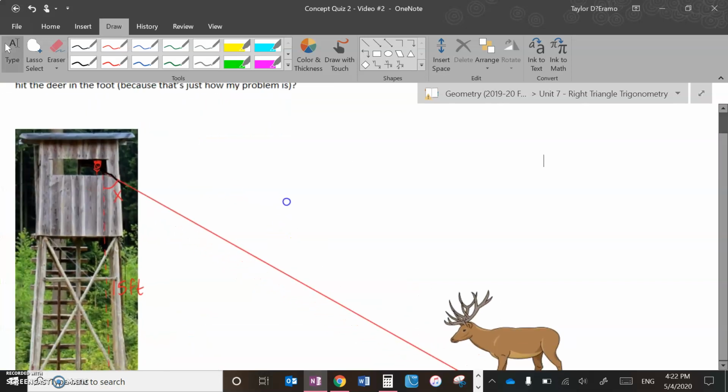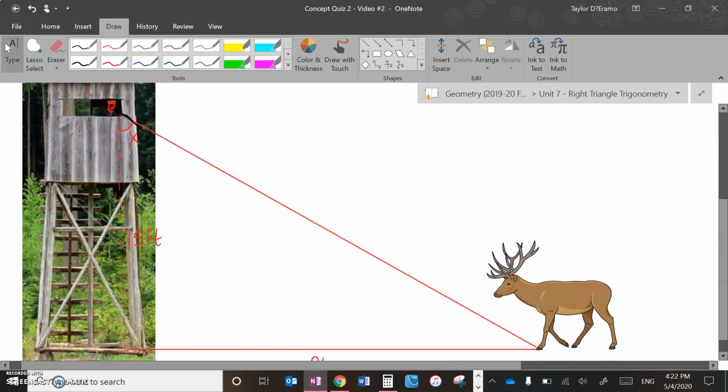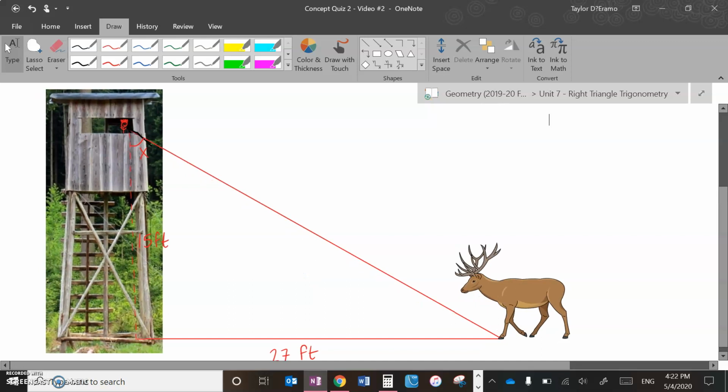So first, what I need to do is figure out if I'm going to be using sine, cosine, or tangent to solve this problem. So just write down the little cheat, SOH CAH TOA.